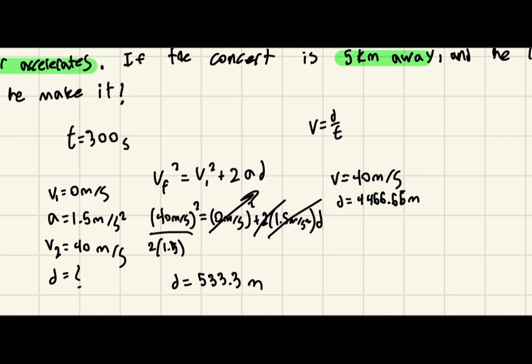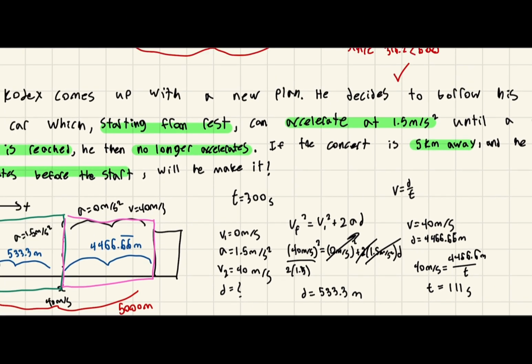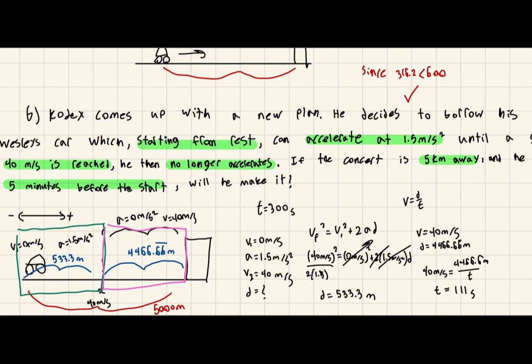So now we can solve for time. Let's go ahead and solve for the time it's going to take him to travel this distance. So we know that the velocity is going to equal 40 meters per second. The distance is going to be 4,466.6 meters over t. We just multiply both sides by t and divide by 40, which is going to give us a time of 111 seconds.